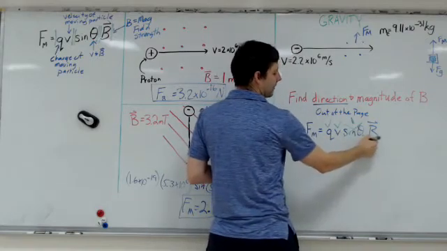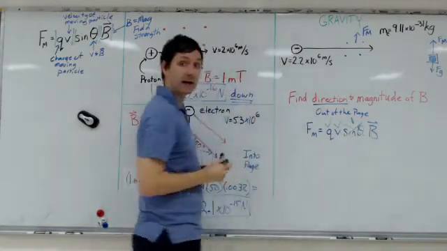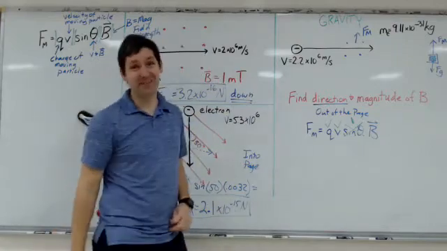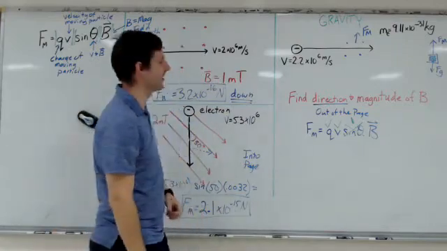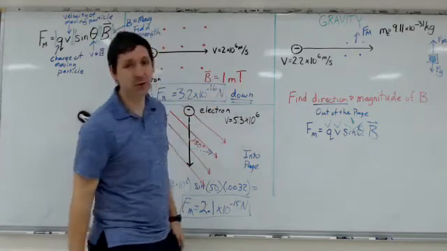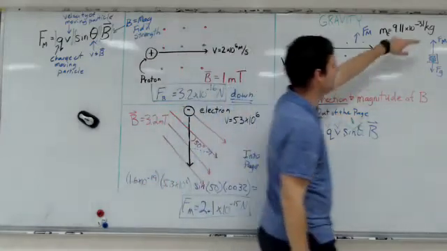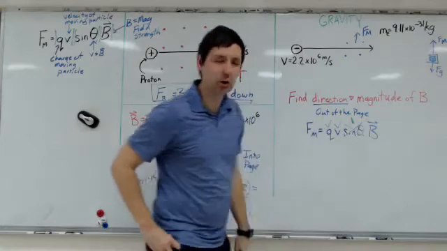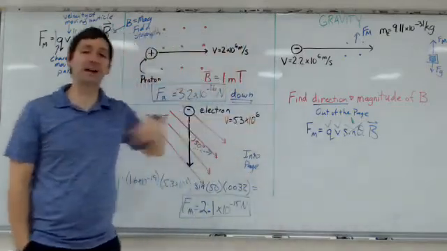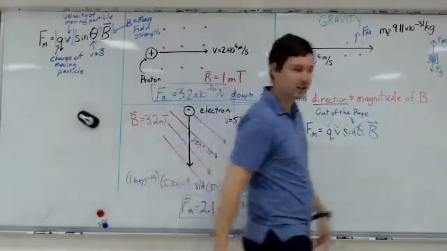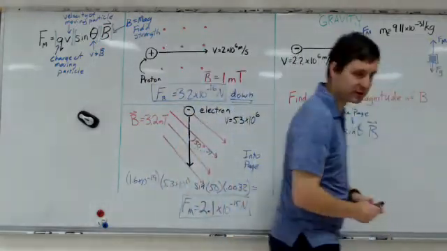But in order to find the magnetic field, I need to know the magnetic force first. Now, this is why we did our force diagram. Remember those good old days when we were doing all those force diagrams? So let's look at our force diagram here. Notice that the magnetic force needs to be equal to the gravitational force. So in order to know the magnitude of my magnetic force, I just need to figure out the magnitude of the gravitational force.